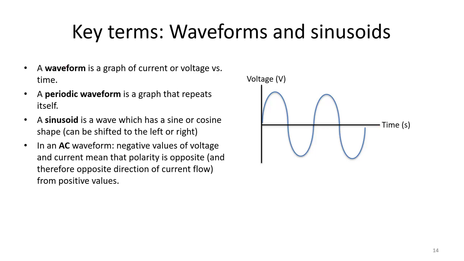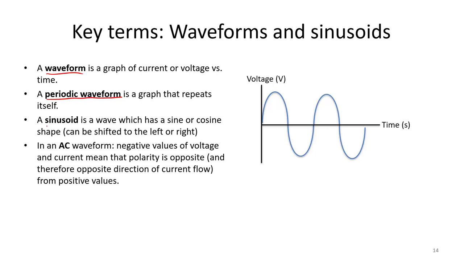First term here is a waveform. A waveform is a graph of current or voltage as a function of time. And often the waveforms we're looking at are periodic. A periodic waveform is a graph that repeats itself. So the waveform has some specific pattern, and it's just repeating cycle after cycle of the same function.